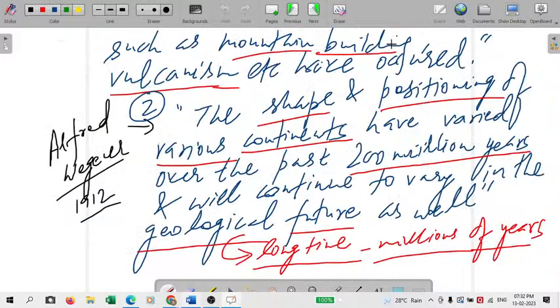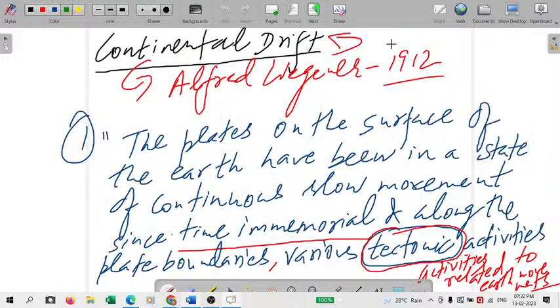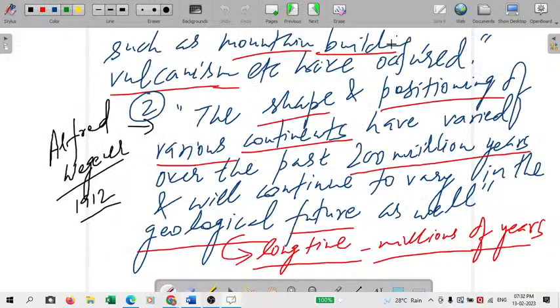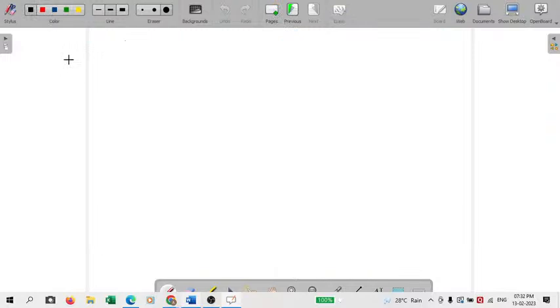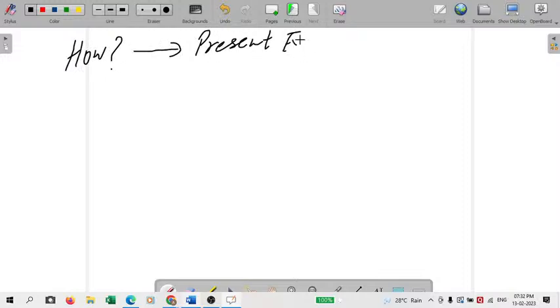Point number 2, the shape and positioning of the various continents have varied. Again, how can you say that it will continue to vary in the future? And how can you say it has varied in the past? So everything was questioned. So what Alfred Wegener did was, he had to answer the how. Right? And for answering the how, Alfred Wegener had to present evidences.